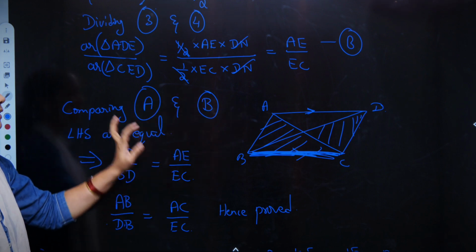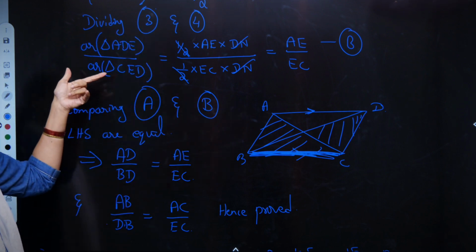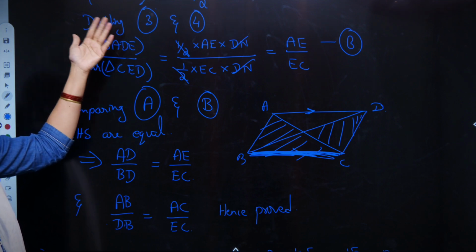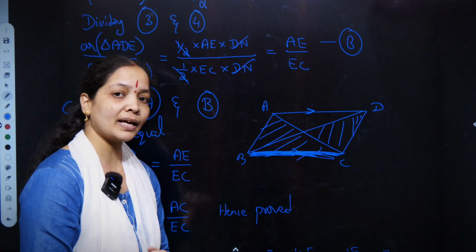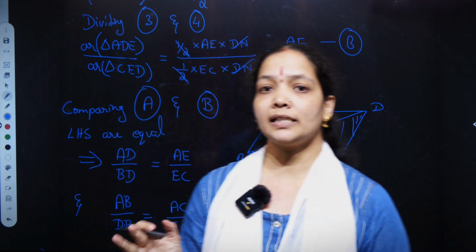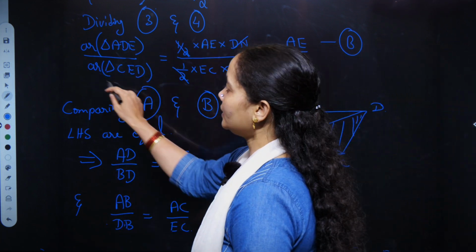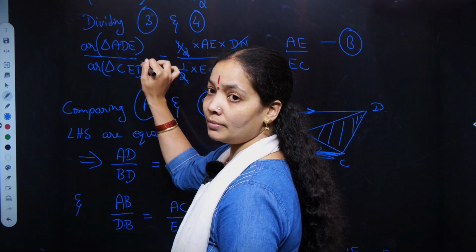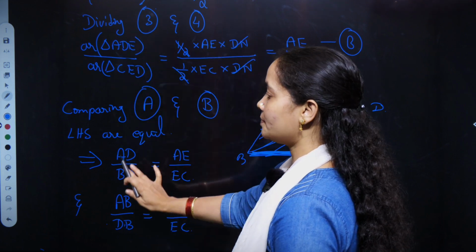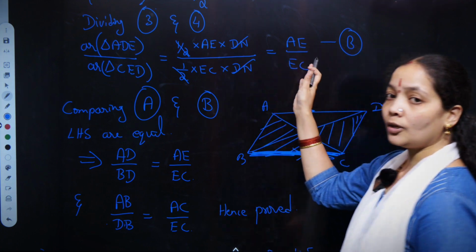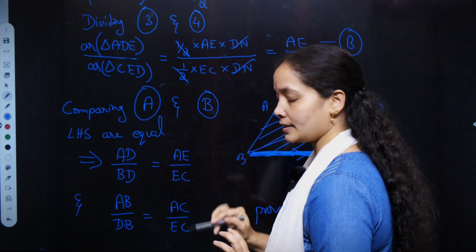A similar arrangement is seen in this figure also. The triangle CED and the triangle BED lie on the same base and between the same parallels, so the areas of both the triangles will be equal. Therefore, I am replacing the area of triangle CED with BED. Therefore, the LHS of both the equations become equal, so I can equate the RHS. My RHS is AD by DB equals AE by EC.